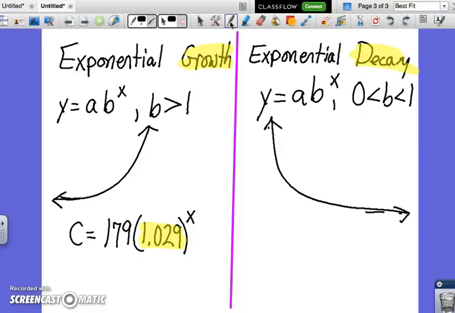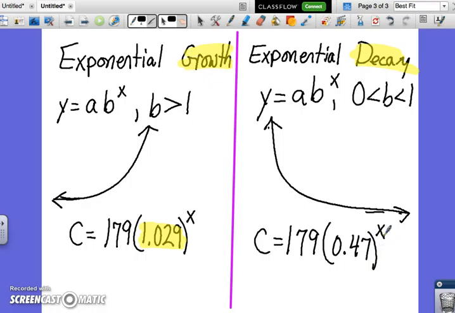Versus one that would be an exponential decay, something very similar to this one. What if we had said c equals 179 times 0.47 to the x power? When we examine this one, we look at our b term, and we see that b term is less than 1. It's a number between 0 and 1. So that tells us this is a decay problem. It's important for us to be able to distinguish between these and know whether we have something that's increasing or decreasing when we start.